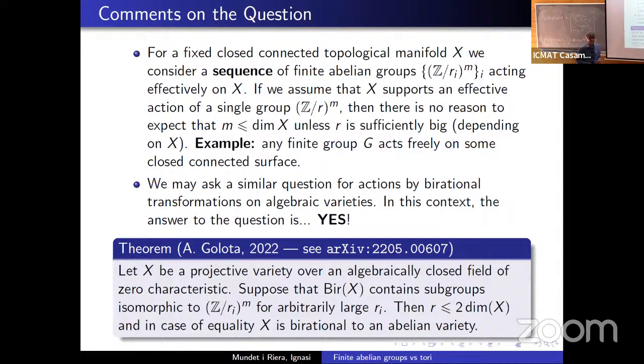Sorry? Oh, you're right, absolutely. Yes, this should be an M, thank you. Yeah.